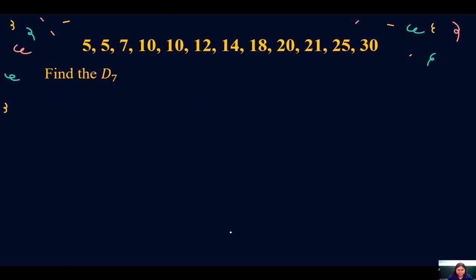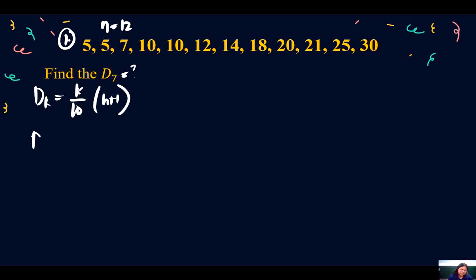Okay? Next, let's find the seventh decile. This one is our step 1. We already arranged it. What is our N there? Our N is 12. Okay, so we are asked for D7. Our formula is k all over 10 times N plus 1. k signifies the position, which is 7. So 7 all over 10, our N is 12 plus 1. Encode this in your calculator. So the answer is 91 all over 10, or equal to 9.1.